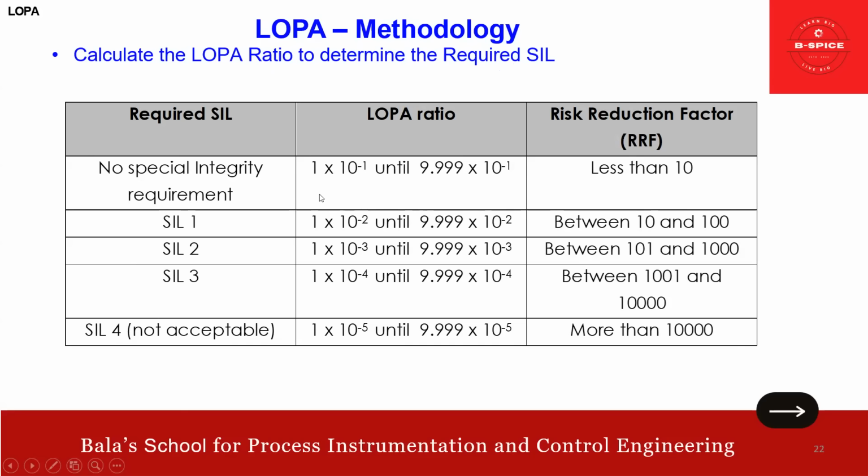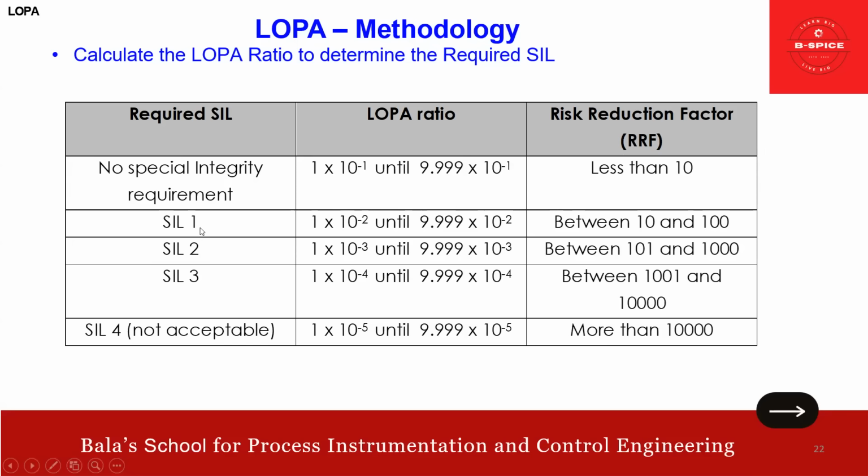Okay, so here, if the LOPA ratio is within 1 multiplied by 10 to 1 until 9.9999 into 10 to 1, that is less than 10. The risk reduction factor, RRF, is nothing but the inverse of the probability of failure on demand. RRF is nothing but 1 by PFD. So if it is less than 10, no need to worry actually. This is the LOPA ratio less than or equal to 1, and RRF, risk reduction factor, less than 10, no need to worry.